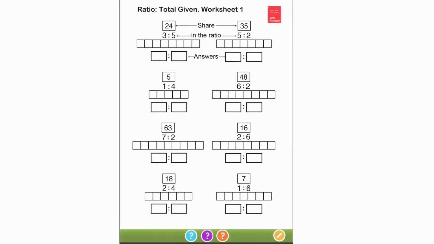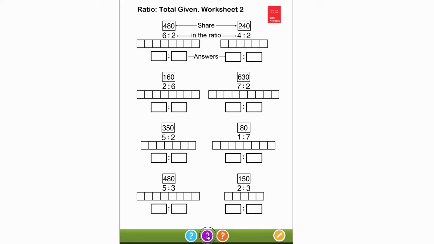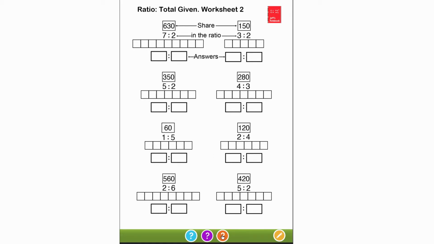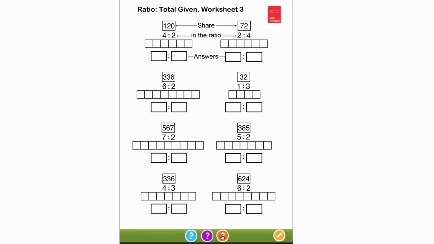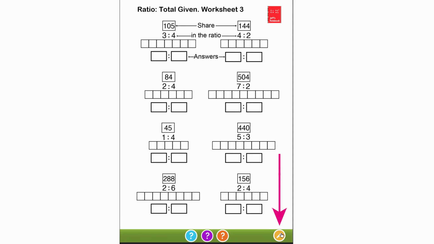With the accompanying printable worksheets, you can also randomize the initial quantity and ratio in the same range of numbers as in the teaching page. Also, the answers will appear at the click of a button.